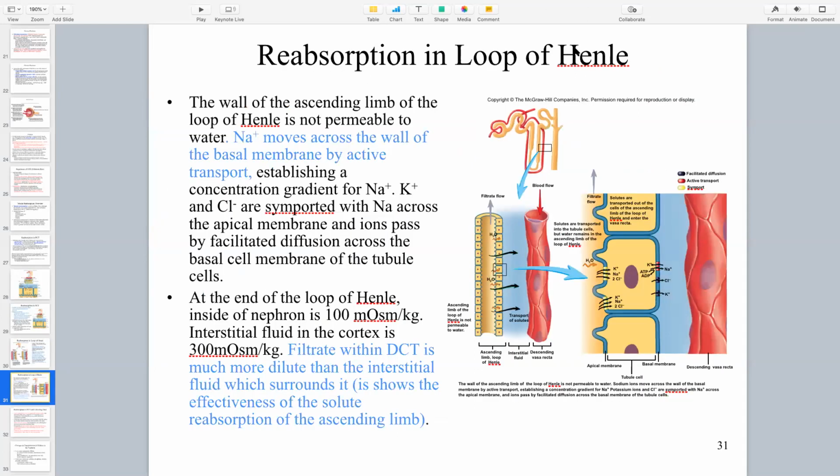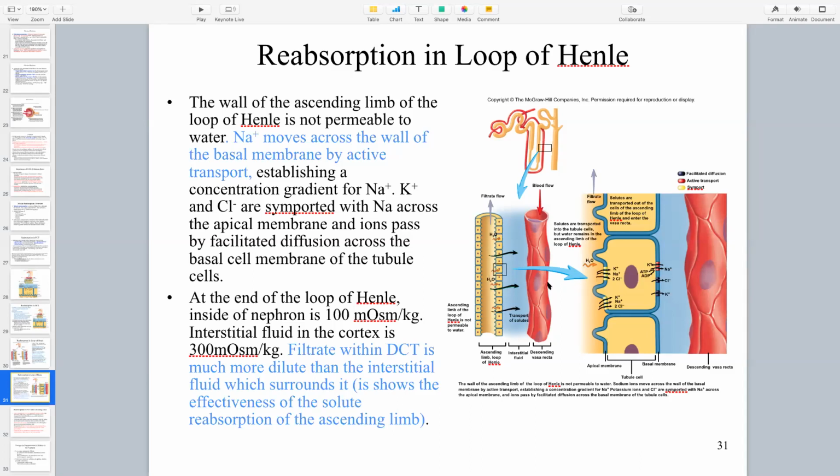Now let's take a look again at the loop, and here are the salt pumps that we see in the ascending limb. The wall of the ascending limb is impermeable to water, so only salts are moved out. What happens, right? As the salt is moved out, the salt goes into the interstitial space first, concentrates the interstitial space, then the salt moves into your bloodstream, concentrating your bloodstream as well.